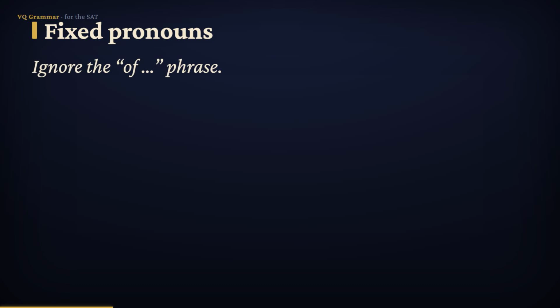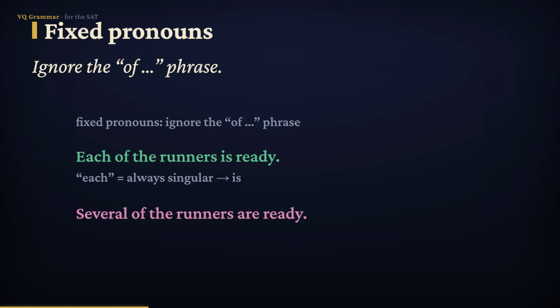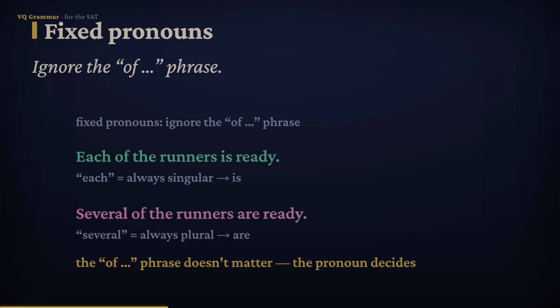Start with the fixed groups, the always singular and always plural pronouns. For these, you ignore the prepositional phrase, just like before. Each of the runners is ready. Each is always singular, so is, no matter that runners is plural. Several of the runners are ready. Several is always plural, so are. In both, of the runners is just a phrase. Cross it out and let the pronoun decide.